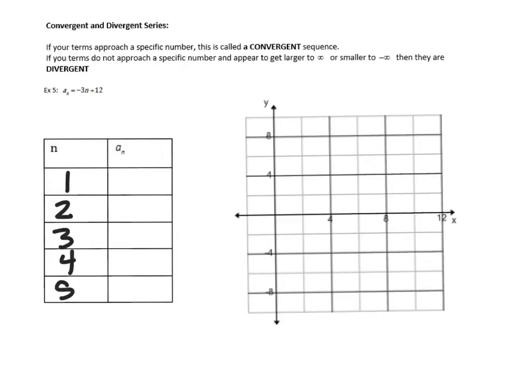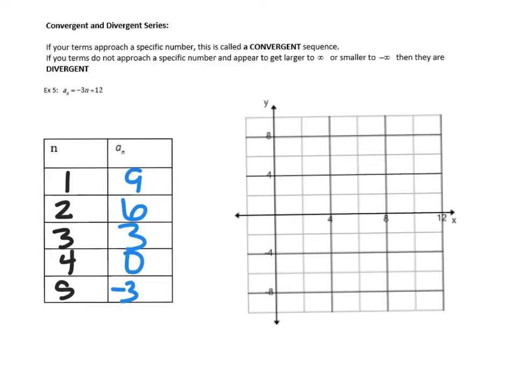If I plug them in, negative 3 times 1 is negative 3, plus 12 is 9. Negative 3 times 2 is negative 6. Negative 6 plus 12 is 6. Negative 3 times 3 is negative 9. Negative 9 plus 12 is 3. Negative 3 times 4 is negative 12. Negative 12 plus 12 is 0. Negative 3 times 5 is negative 15. Negative 15 plus 12 is negative 3.